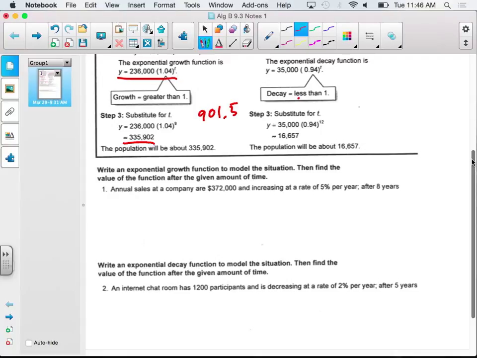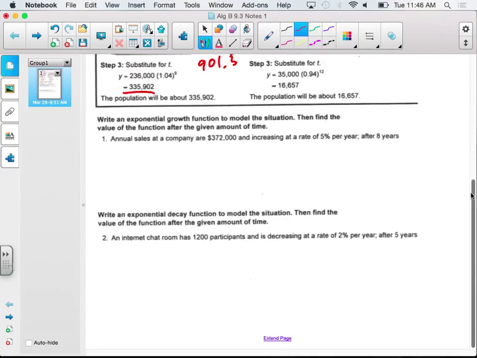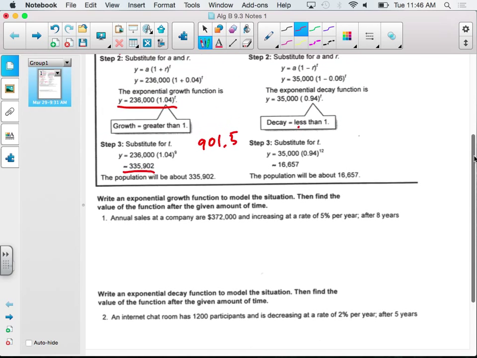So we have our little example problem. It says write an exponential growth function to model the situation. Then find the value of the function after the given amount of time. So this first problem is annual sales at a company are $372,000 and increasing at a rate of 5% per year. So A is 372,000 and R is 5.